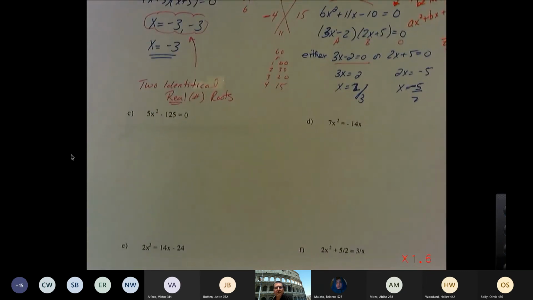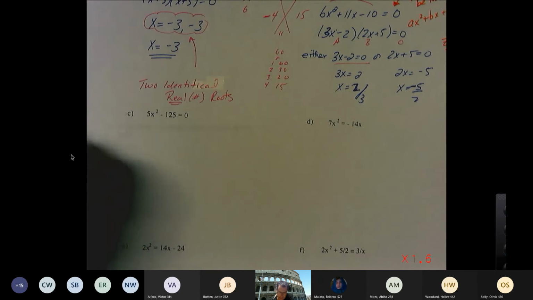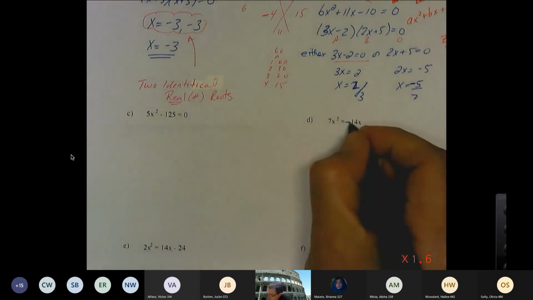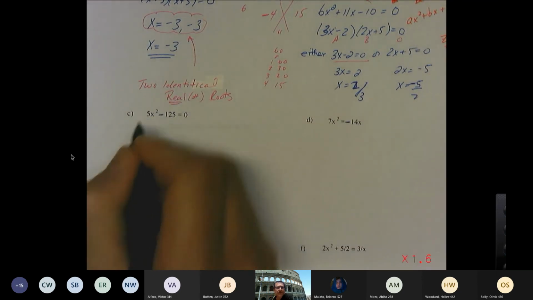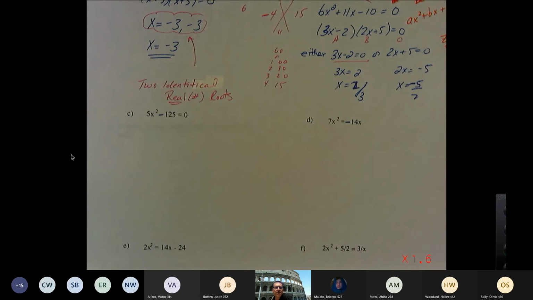So basically all we're doing is factoring again. So this one, 5x squared minus 25.